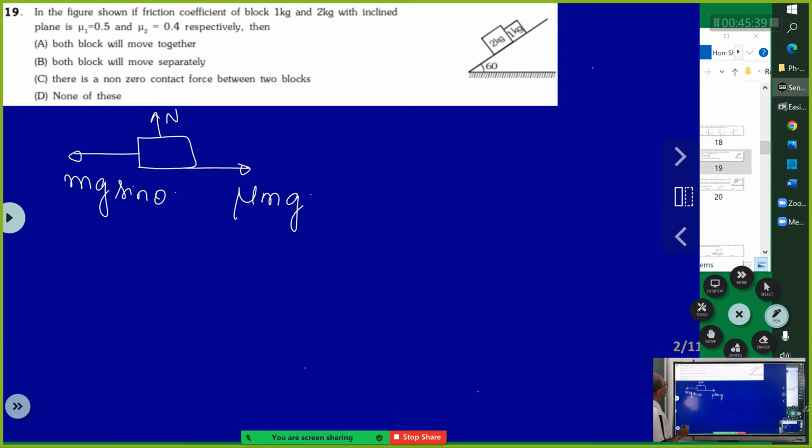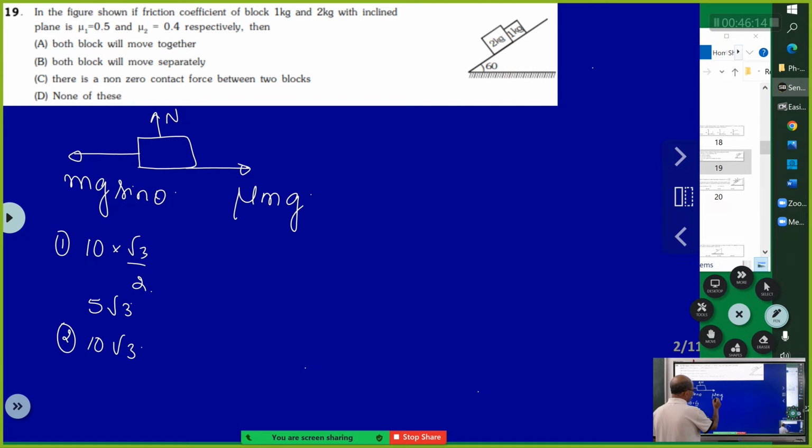It is 60, and the masses given are 1 kg and 2 kg, so whatever the mass, if you take it as 1 kg, this is going to be 1 g. g is 10 into sine 60, root 3 by 2, so this is going to be 5 root 3. If the mass is 1 kg it is 5 root 3, and if the mass is 2 kg, it is going to be 10 root 3.